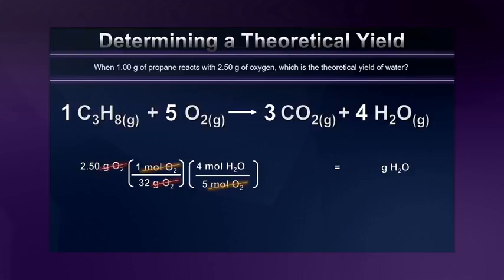Now that I'm dealing with water, I want to get out of the realm of moles and back into grams. And to do that, of course, we're going to use water's molar mass, estimated at 18 grams per mole, and insert it into the equation in such a way that moles of water cancel, leading me to the unit that I want, grams of water. All that's left to do now is grab that calculator and run the math. And when I do this, I discover that 1.13 grams of water will be produced when 2.50 grams of oxygen reacts completely in a combustion with propane.